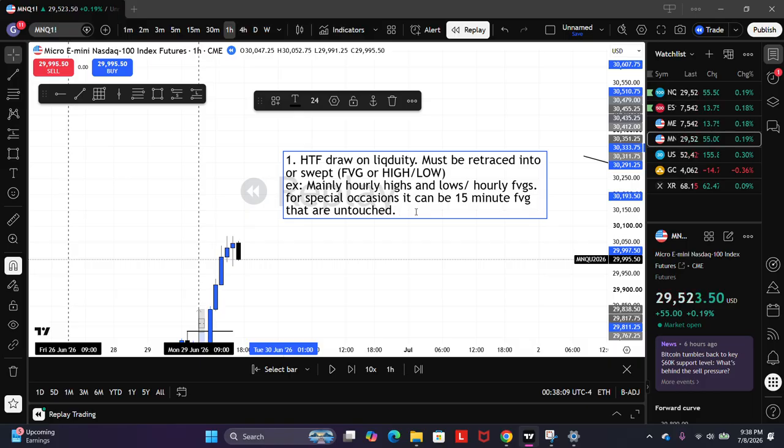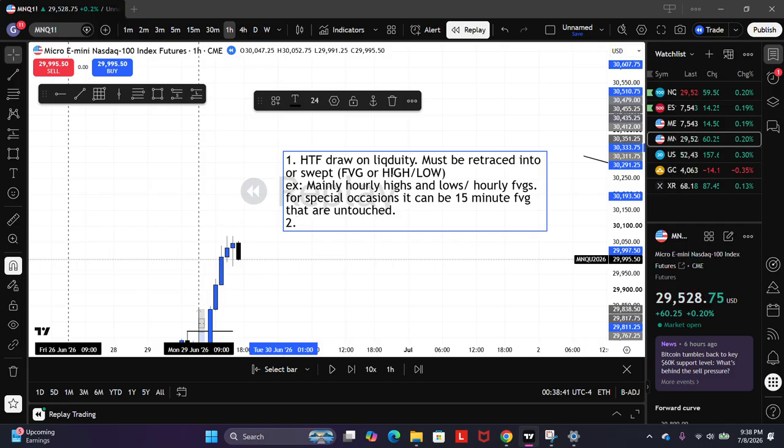Now, why does it matter if it's untouched? Because it hasn't been equaled out yet, hasn't been used, and that's important if it's a 15-minute fair value gap. Because on the hourly and the 4-hour, those fair value gaps, we just want them to be respected. It's better if the hourly fair value gap hasn't been tapped into yet, but we can still use it.